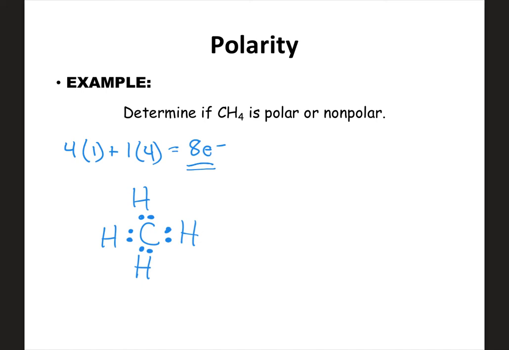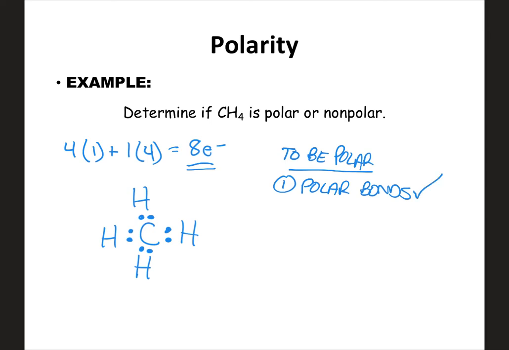Now, the last part is to determine if it's polar or nonpolar. Remember, there are 2 requirements to be polar. We said in order to be polar, the first thing you need is polar bonds. As long as this is not ionic, not a metal and a non-metal, and not a diatomic, you're assuming it has polar bonds. Mr. Little is not trying to trick you, okay? The second thing you need is that asymmetric shape. Most of the time, you're looking for lone pairs on that center atom. If you see lone pairs on the center atom, you can say polar.